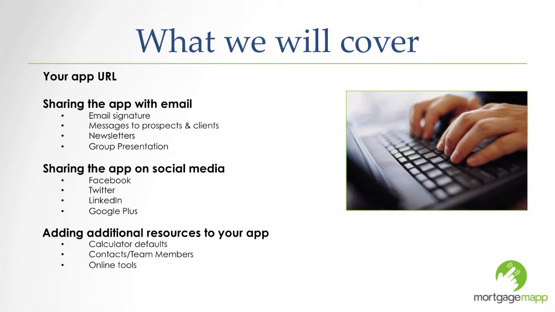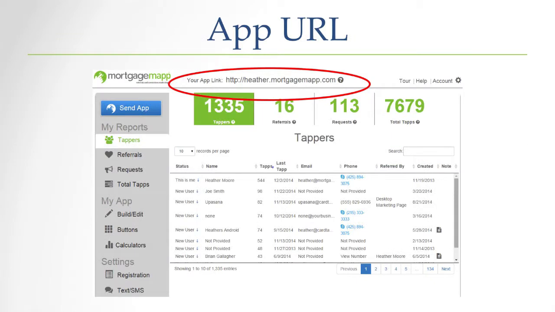So, one of the first things we get asked from members when they sign up is how they can get the app out to all their contacts. There are many avenues to do this, which we will go over, but the first step is to know how to correctly share it with a large group of people, which is with your unique app link. You will find your app link easily in your online dashboard. When you're logged in, you will find it right there at the top of the page.